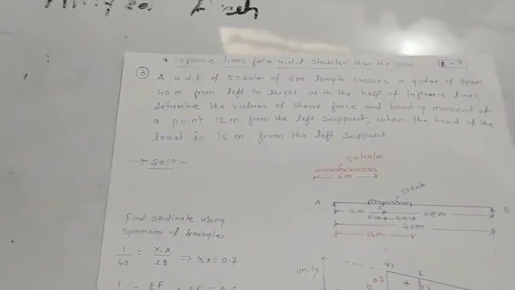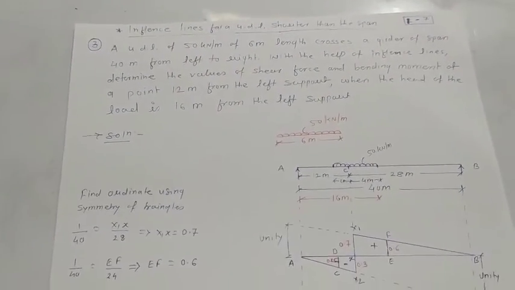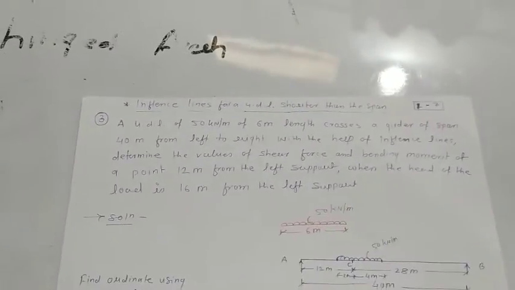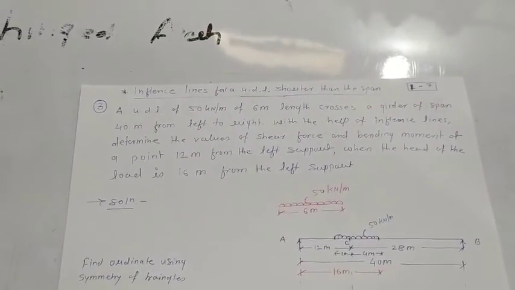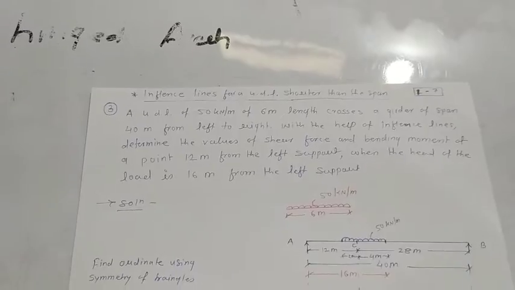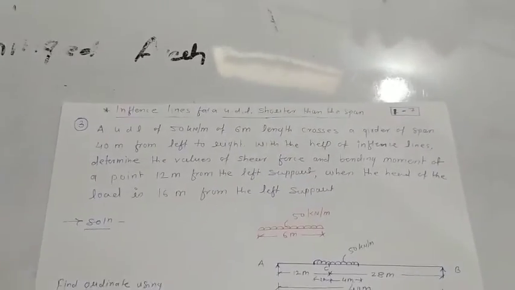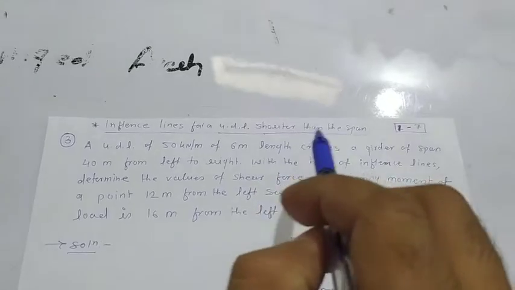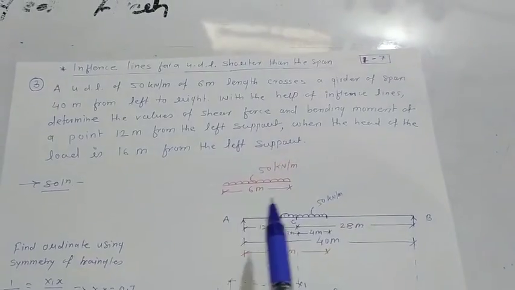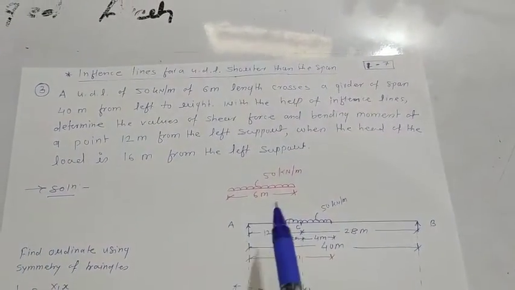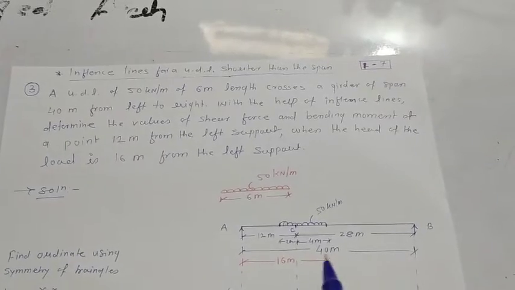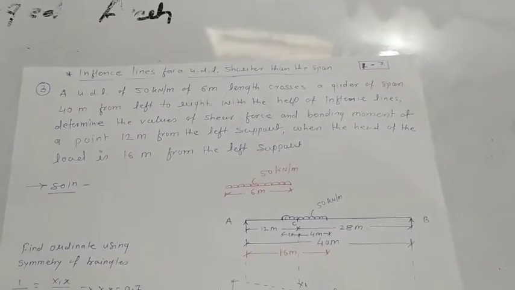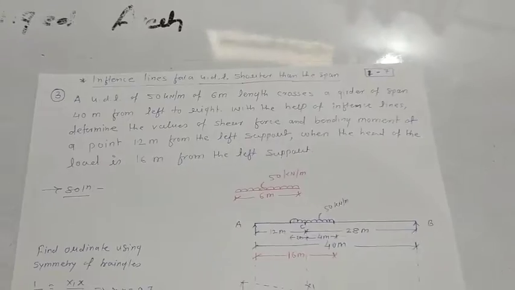Now this one is the third problem of UDL. This is the next type: influence line for UDL shorter than the span. The span of UDL is given as 6 meter, and our span is a total of 40 meter, so the span of UDL is less than the span.